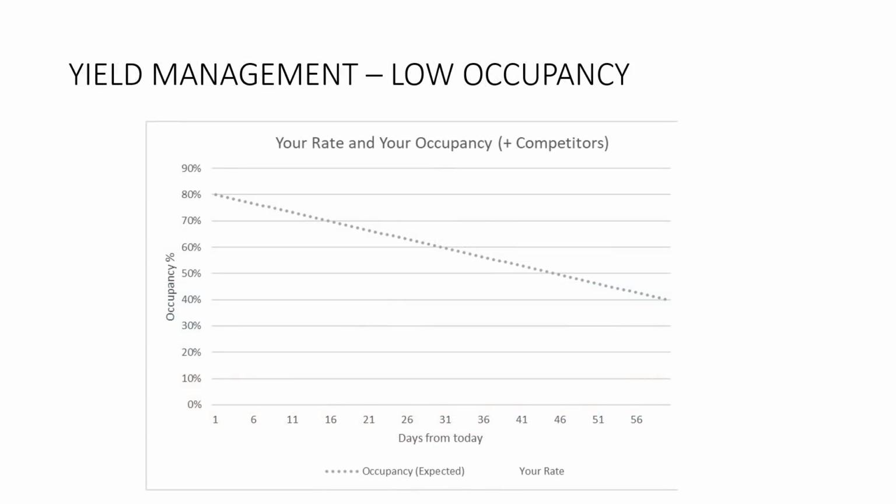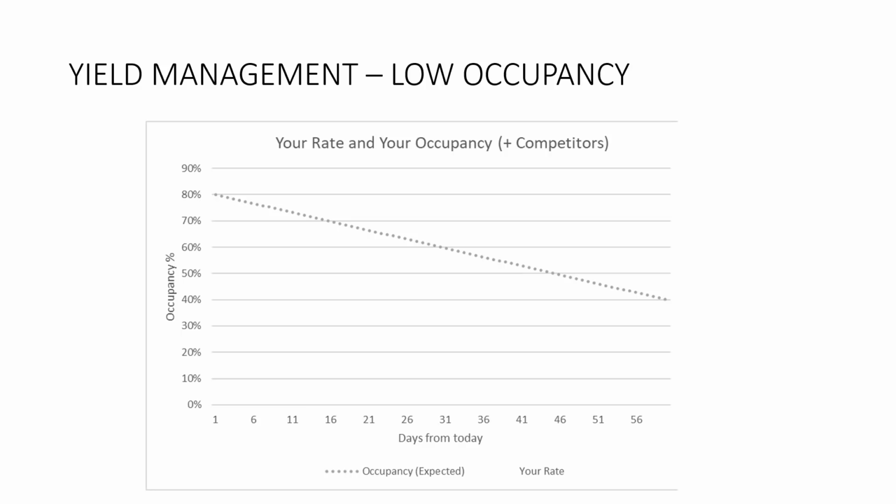So let's look at an example here. Let's say that on the far left here is your occupancy, and days from today is the bottom horizontal axis, right? So on the far left, that's basically today or tomorrow, and then you have 6 days from now, 11 days from now, all the way up to 56 days from now. In the near term, hopefully your occupancy is a little bit higher. Let's say it's 80% for tomorrow. And as you go out into the future, obviously, all your rooms are not fully booked. So on day 60, you might have an occupancy that's more like 40%. So 60% of your rooms are available.